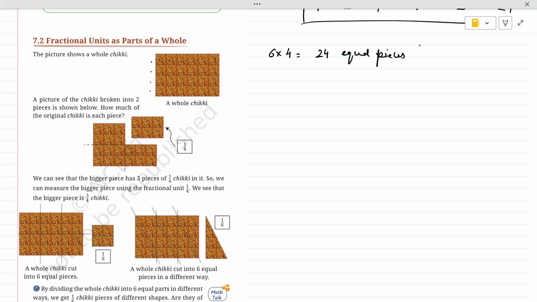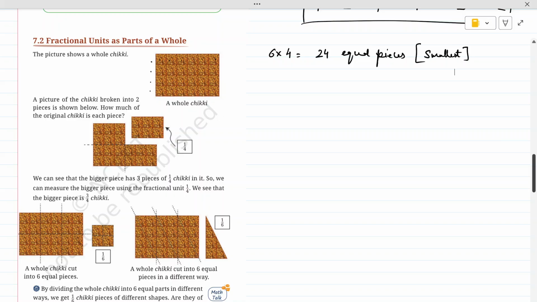I'm talking about the smallest piece, this square. Okay, the smallest one, which we can see here in this figure. Now a picture of chicky broken into two pieces is shown below. How much of the original chicky is each piece?